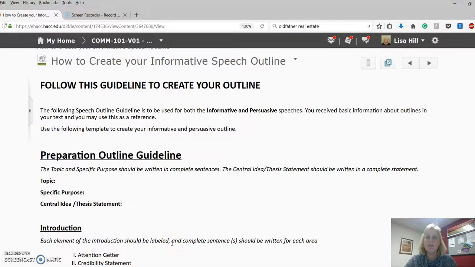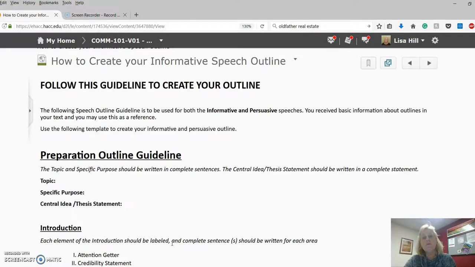Class, I just wanted to quickly go over this outline guideline for you so you understand how to put together your informative speech outline and your persuasive speech outline. This is your first major speech, your informative speech, and as you know, your outline serves as your structure of your speech. It serves as your foundation.